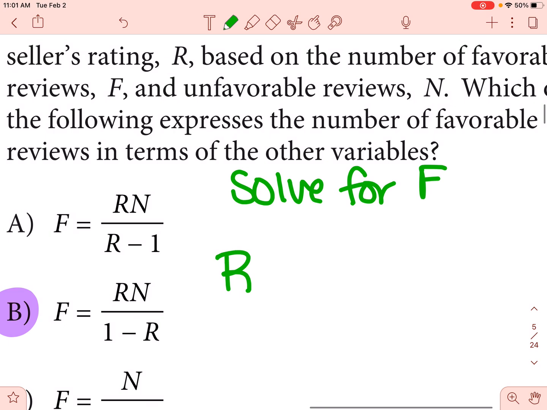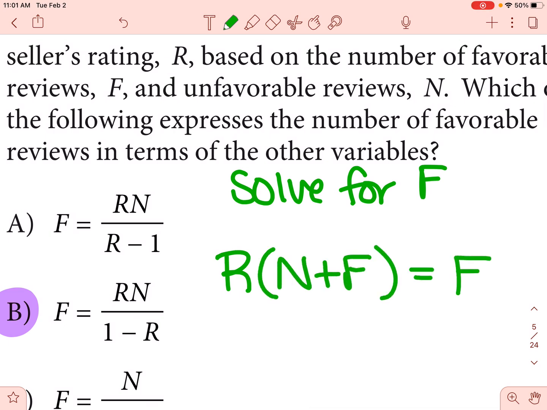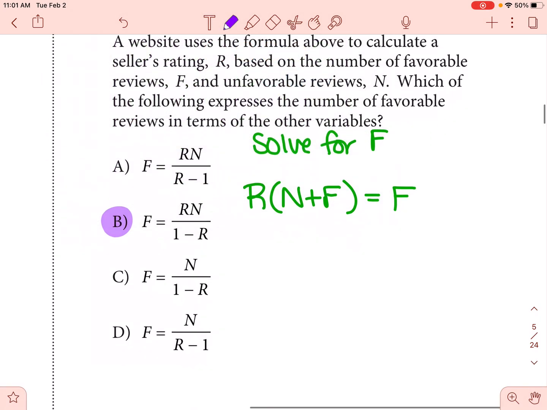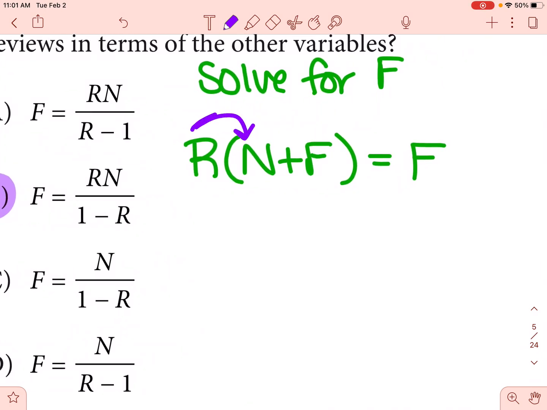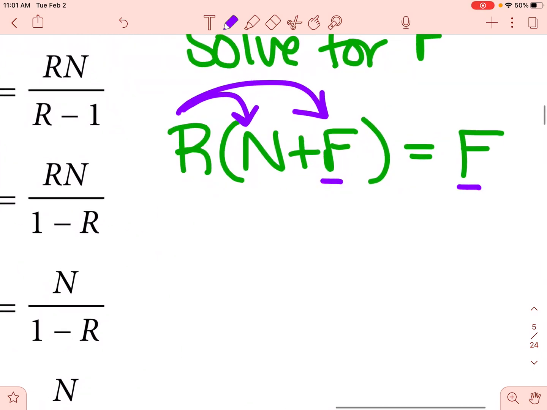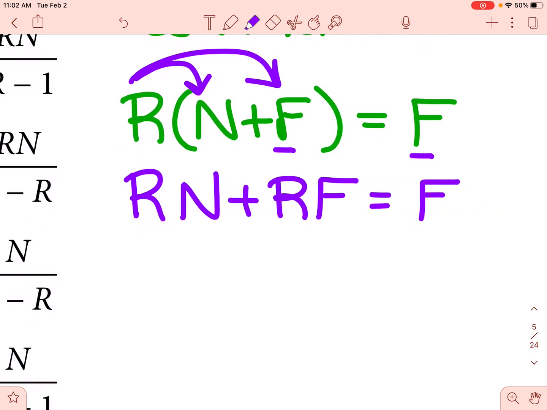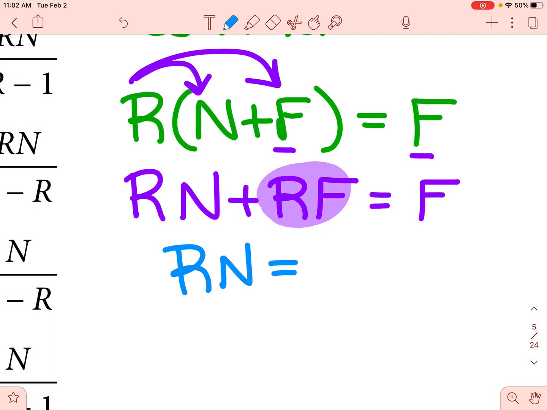So it looks like this. R times n plus f equals f. Okay, so now I am going to distribute the R. I have to do that because there's two F's. This is the only way I can isolate F, by distributing and then gathering the F's together. So I want the F's on the same side. I'm going to take this RF and subtract it over. So I have RN equals F minus RF.